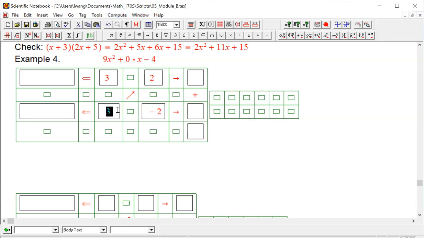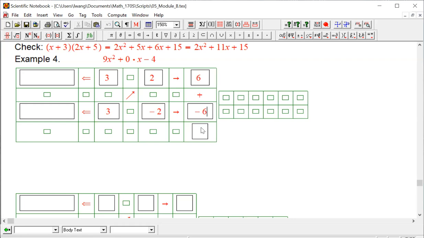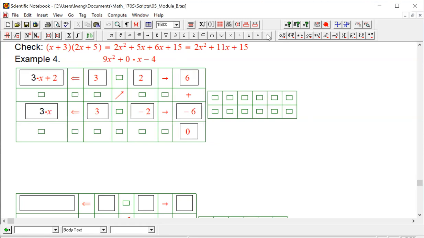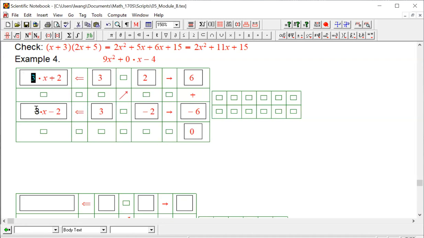Okay, cross multiplication, 3 times 2 is 6. 3 times negative 2 is negative 6. Negative 6 plus positive 6, that's a 0. It matches the 0 perfectly here. So at this point, you're going to make the factors, which is 3 times x plus 2, and the second factor will be 3 times x minus 2. So the factors are found.